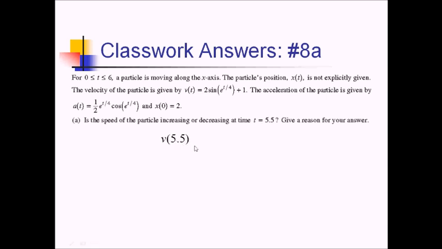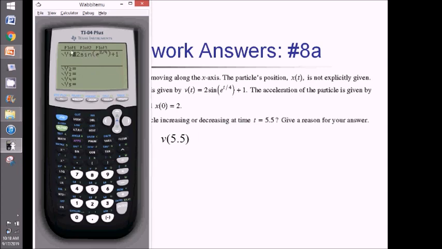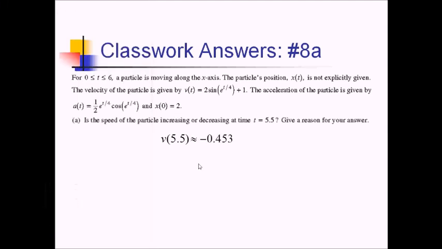And in order to do that, I'm actually going to plug this v function into my calculator and just plug this in there. So there's my v function plugged in as y1, and I could plug in the acceleration as y2, but I'm not sure I really need it yet. So let me get out of here. And I'm just going to do alpha trace, call up y1, and plug in 5.5, which gives us negative 0.453, and some change. Now, all we really care about here is that that's negative. So we're going to see if the acceleration is also negative or if it's positive.